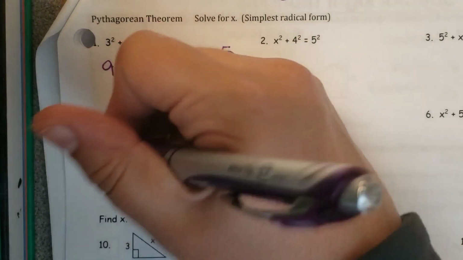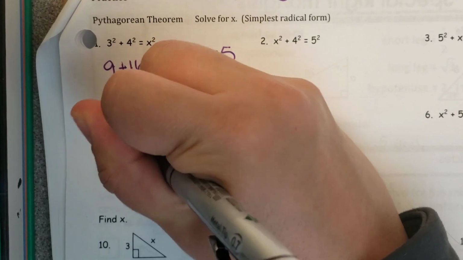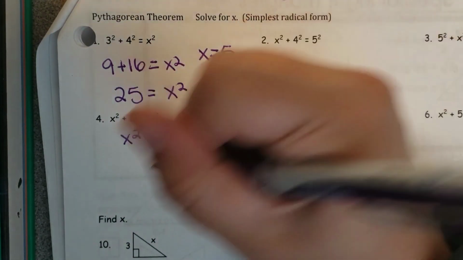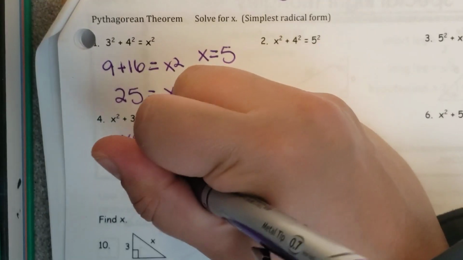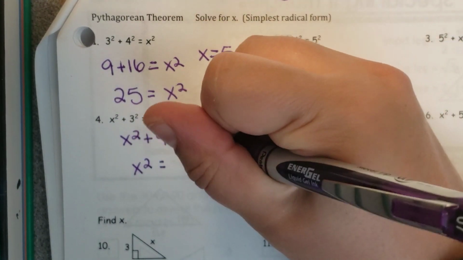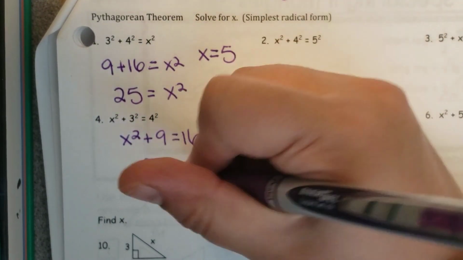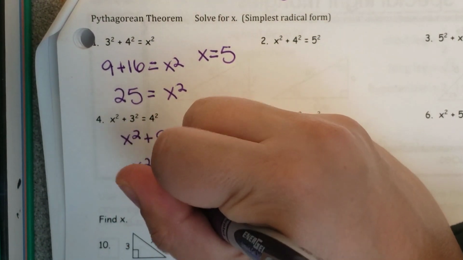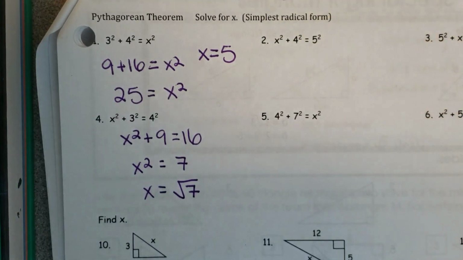So this one, number 4, is a little bit different. We've got x squared plus 9 equals 16. Subtract 9 from both sides. X squared equals, so 16 minus 9 is 7, so x equals the square root of 7, which can't be simplified.